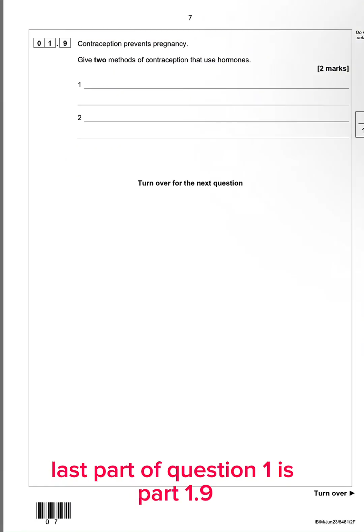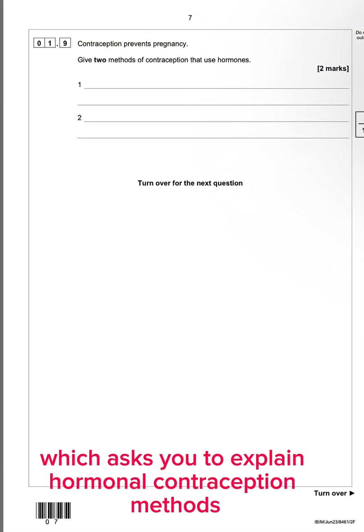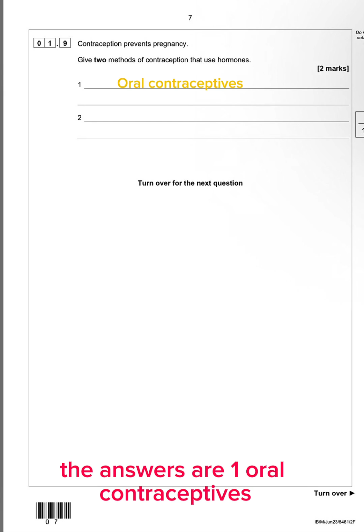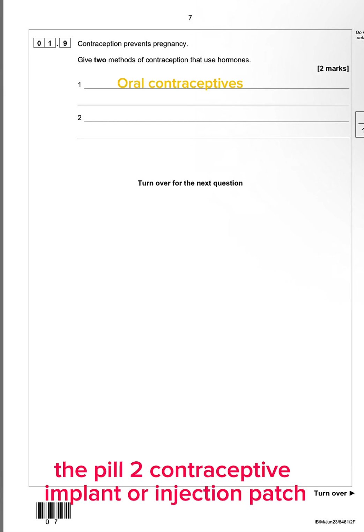The last part of question 1 is part 1.9, which asks you to explain hormonal contraception methods, and the answers are: 1. Oral contraceptives, the pill; 2. Contraceptive implant, injection or patch.